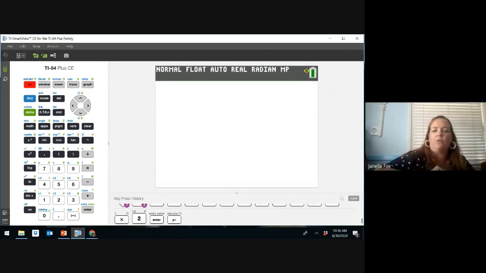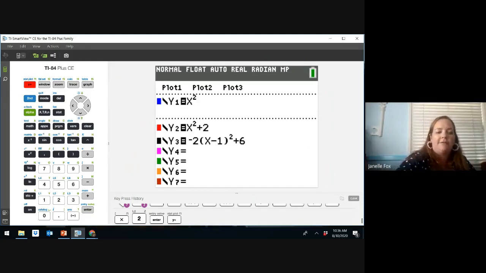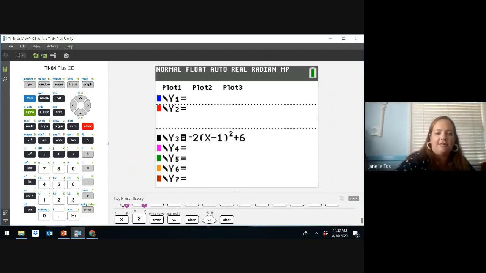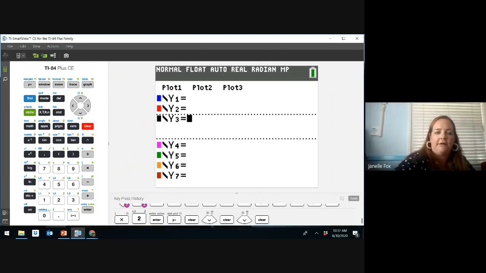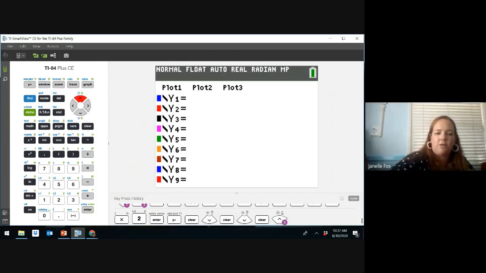So let's go back to the y equals. I'm going to clear out all my graphs because I want to get a new set. So I'm just going to hit clear on all these guys. I'm just toggling down, hitting clear. And then I'm going to go up here back to y1, and I'm going to type in cosine of x. So I'm going to do cosine, and I'm going to hit the x button, and then I'm going to hit parentheses.